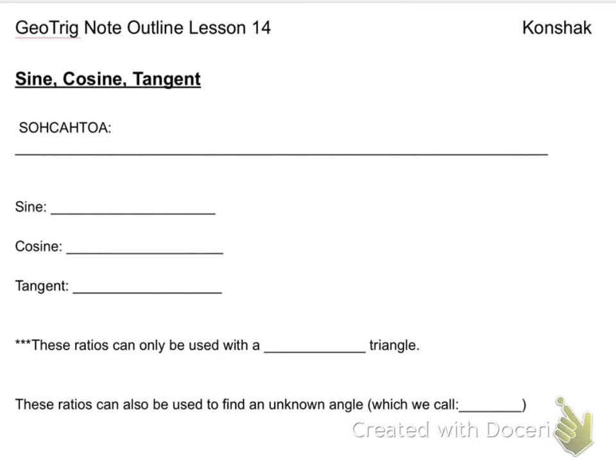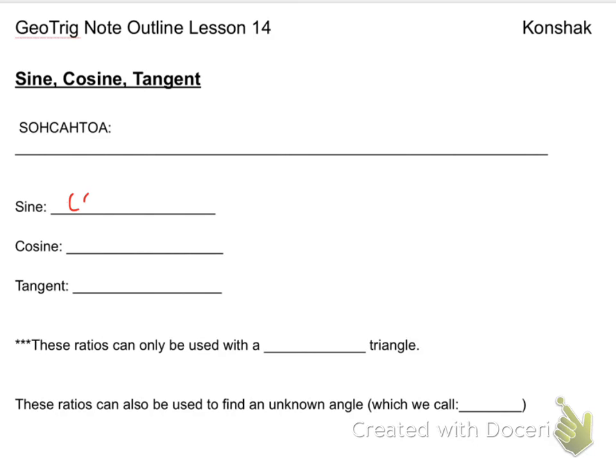So, geotrig, lesson 14, the beginning part here is SOHCAHTOA, or sine, cosine, tangent. So sine, cosine, and tangent are very important. Yes, that is sine, cosine, and tangent with the e's on there. A lot of times we don't see it with all of those.